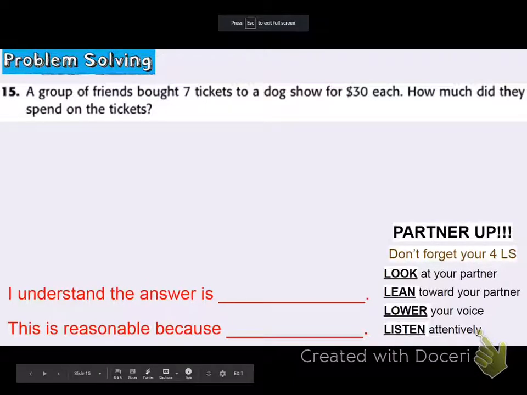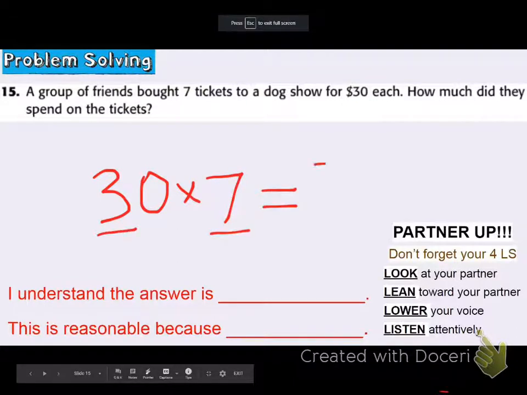All right, problem solving. Number 15. A group of friends bought 7 tickets to a dog show for $30 each. How much did they spend on the tickets? Well, if $30 is the price of 1 ticket, how much would it cost if I wanted 7 of them, or if I bought 7 of them? Well, multiply the factors. 3 times 7.